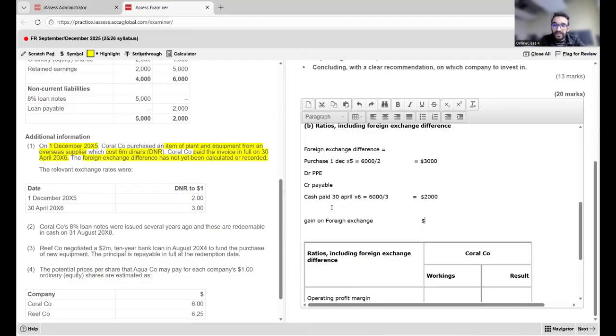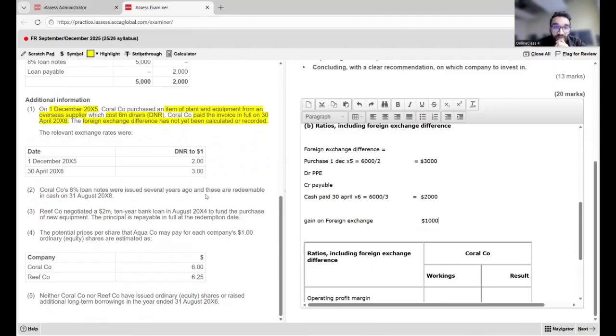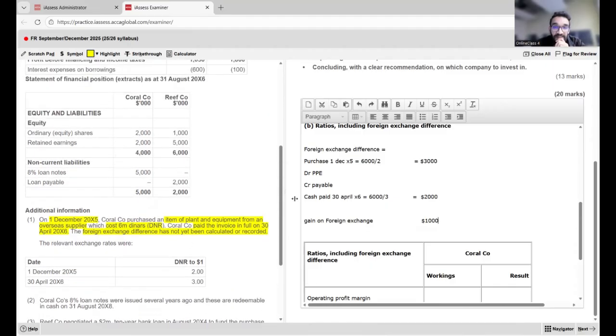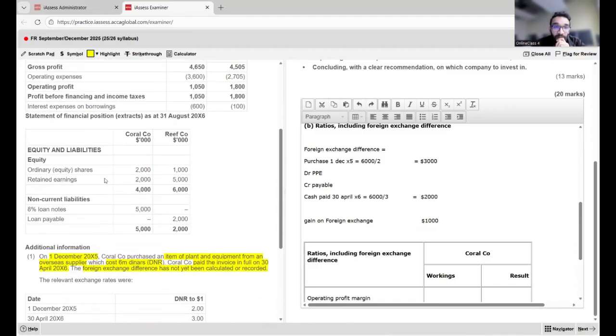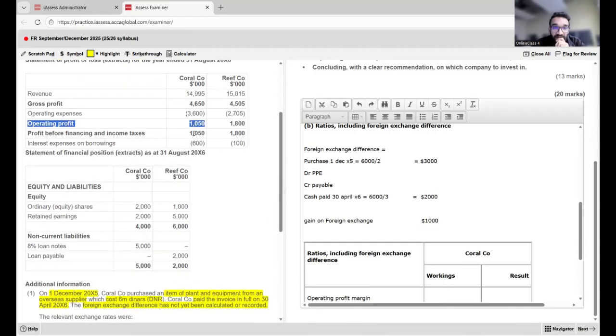We have calculated the gain of 1,000. But they have not recorded this 1,000 gain. They have not even recorded this gain. And this gain is normally part of operating areas. It will increase the profit, and that profit increase will automatically increase the retained earnings as well.